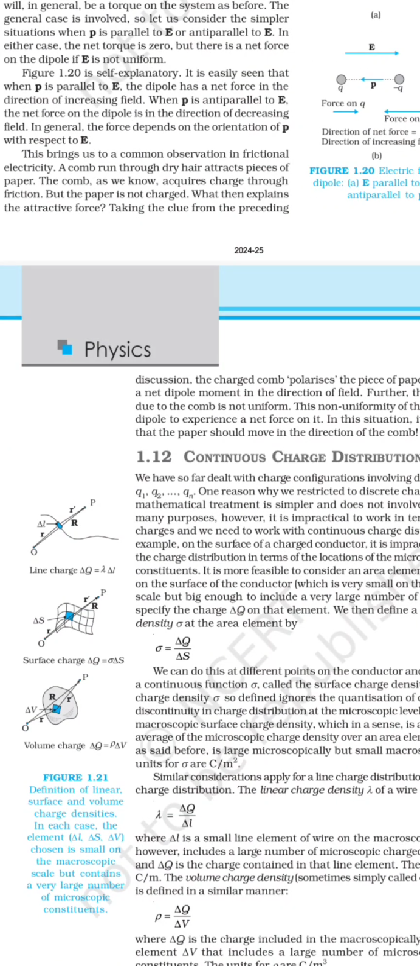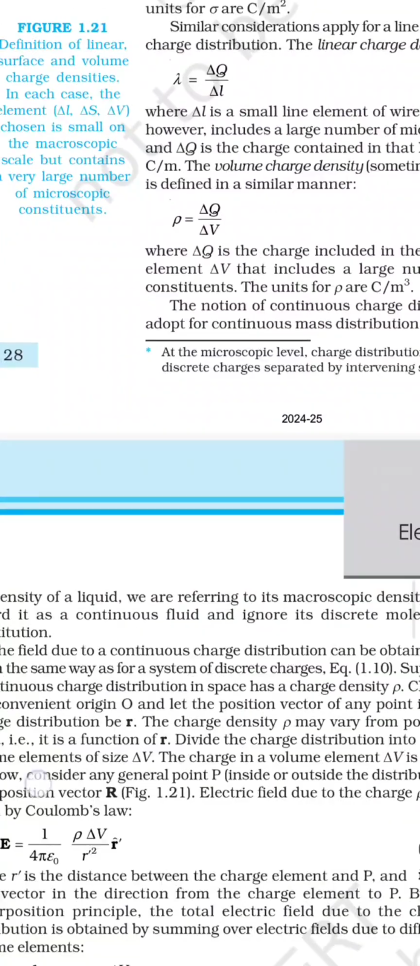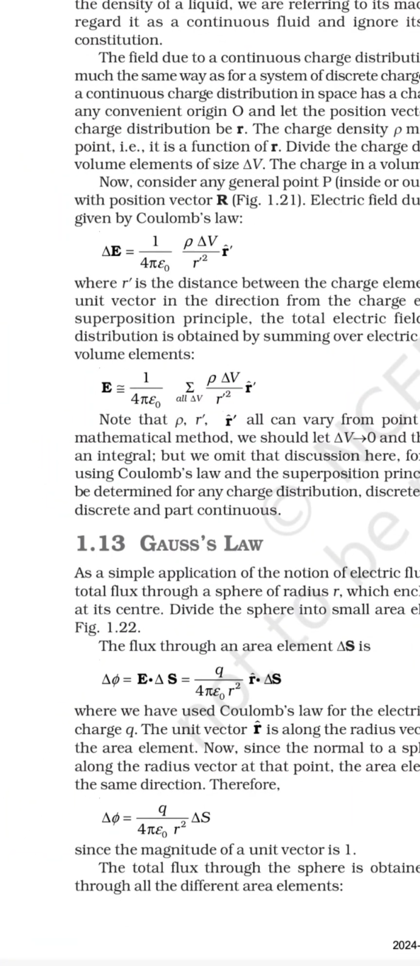Gauss law. What is Gauss law? So these are the linear charge and surface charge diagrams. Next we have Gauss law. Before Gauss law, let's see what continuous charge distribution is. As I already told you, extremely closely spaced charges form a continuous charge distribution. Gauss law: delta phi is E dot dS, which is KQ by r square into r cap into delta S, which is KQ by r square into delta S.